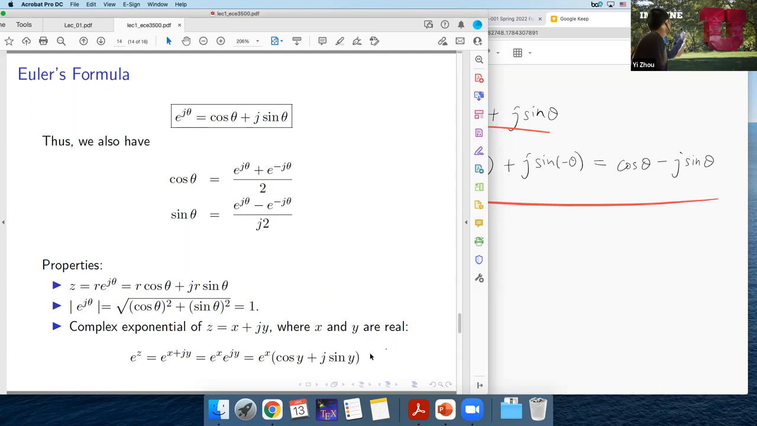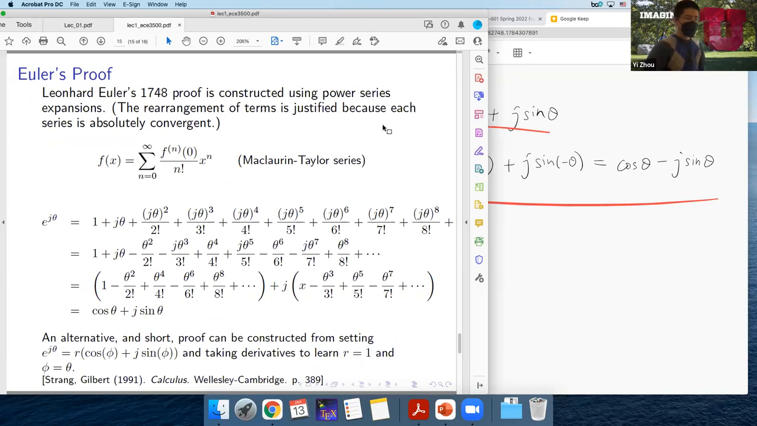Okay, so Euler's formula is used to deal with these complex exponentials. At the same time, you can also say it provides a link between exponential form, polar form, and Cartesian form. And the left hand side is a polar form. Of course, there is a proof, but I will skip it. You can take a look.